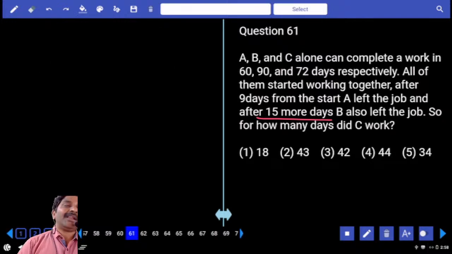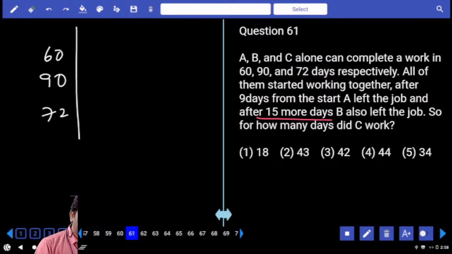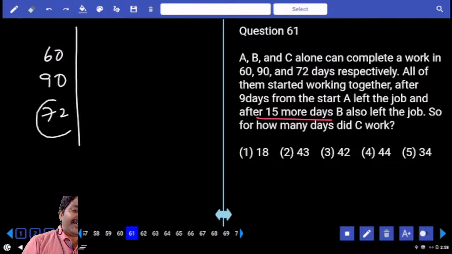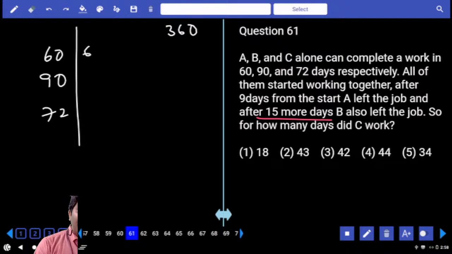Right. So here also we can definitely go with LCM. 60, 90, 72. 60, 90, LCM 180. Is 180 a multiple of 72? No. Next multiple of 180? 360. Is 360 a multiple of 72? Yes. How many times? 5 times. So let's take LCM 360. A will do 6 units. B will do 4 units. C will do 5 units.